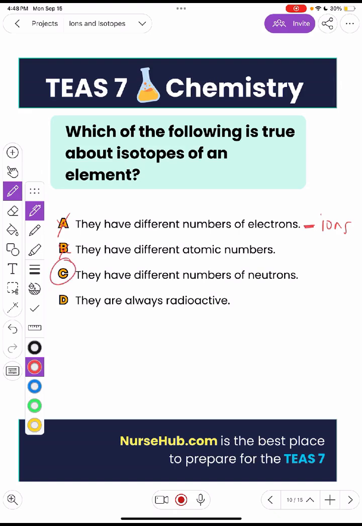It's going to be C. They have different numbers of neutrons. That is isotopes. That is a definition of an isotope. Now, isotopes can be radioactive, but they are not always radioactive. All right, awesome, y'all. Okay.